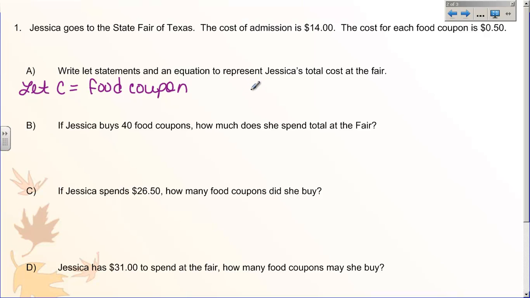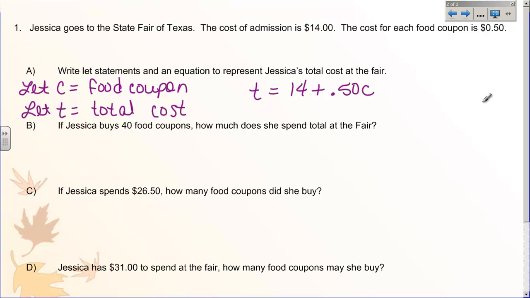Well, we know that she has to pay, and then T, we're going to have two variables, is going to be her total cost. I apologize. So we have two variables, C for food coupons, T for total cost. So her total cost is going to be the cost of admission plus 50 cents for every coupon she buys. So there is the equation. $14 to get in, 50 cents for each food coupon.